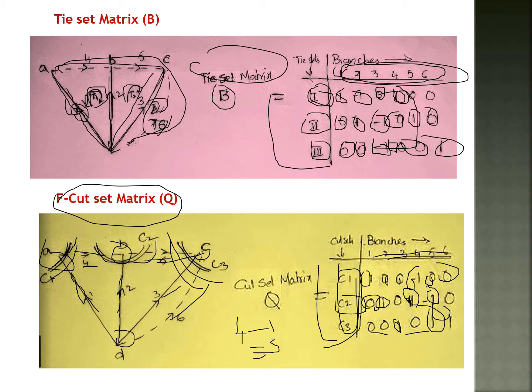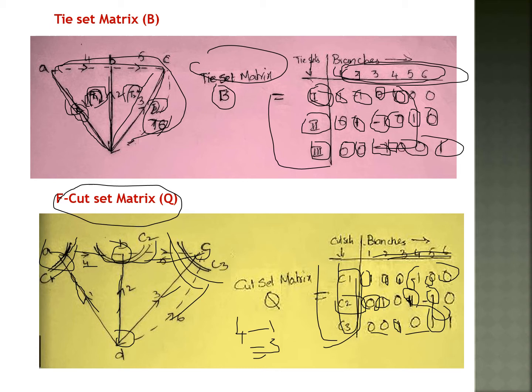We are taking the 3 cut-sets C1, C2, C3. The fundamental cut-set matrix is represented with Q, where the cut-sets C1, C2, C3 are the rows, and branches 1, 2, 3, 4, 5, 6 are the column elements. So for C1, branch 1 is moving towards C1, so it is taken as 1. Branches 2 and 3 are not connected, 4 is moving away, so that is taken as negative. 5 and 6 are not connected.